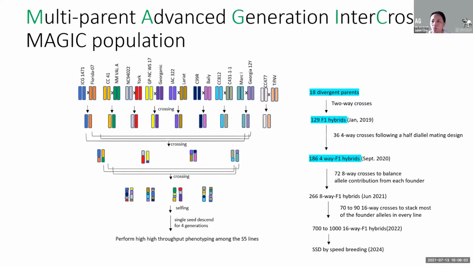All these hybrids will be genotyped either through the array or using a KASP assay. Then for those true hybrids, we're going to proceed with 16-way crosses to stack most of the founder alleles in every line. Our target is ambitious, but we'll try to do it. We're targeting to recover 700 to 1,000 16-way F1 hybrids by next year. These F1 hybrids are going to go through single seed descent by speed breeding in the greenhouse, and then hopefully our population can be established by 2024.